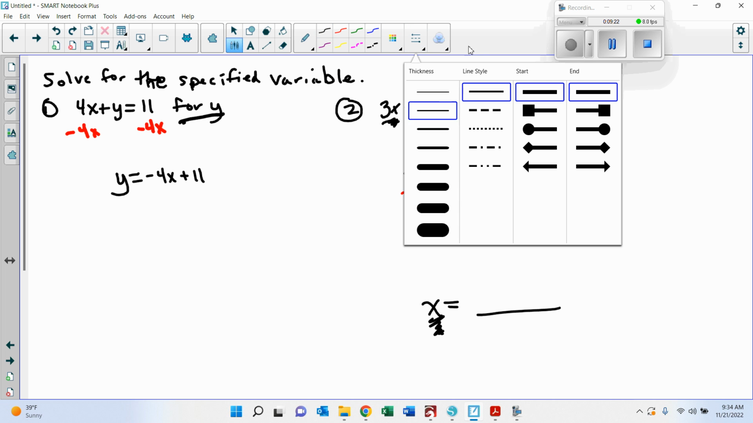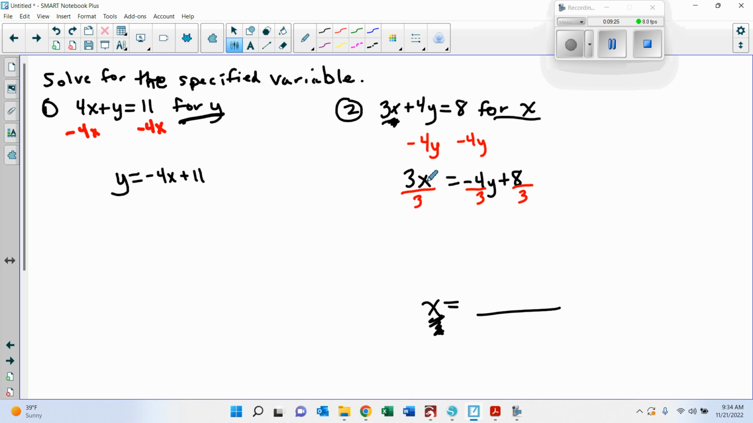Now, when we simplify what we have left, 3x over 3, well, 3 over 3 is, of course, 1. So we get 1x equals, and then here we just have negative 4/3 y plus 8 over 3. Just leave it. And then for the final answer, of course, we would have x equals instead of 1x, and then negative 4/3 y plus 8/3.